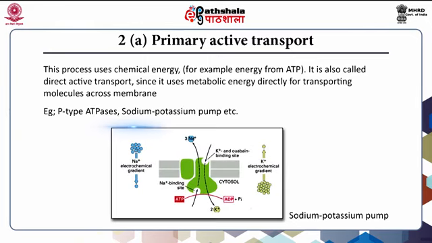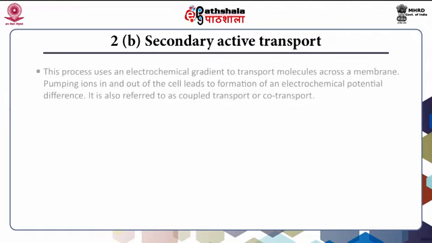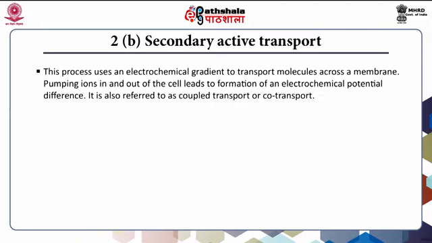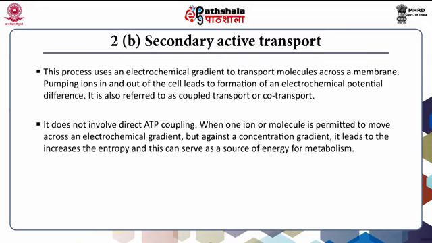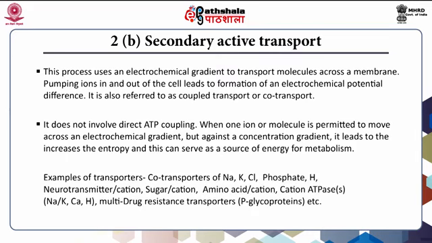So what are the examples? P-type ATPases, sodium potassium pump, etc. Secondary active transport is otherwise known as coupled transport or cotransport. It does not involve direct ATP coupling. Pumping ions in and out of the cell leads to the formation of an electrochemical potential difference, and this electrochemical gradient is used to transport molecules across a membrane. Examples of such transporters are cotransporters of sodium potassium, neurotransmitters and cations, sugar and cations, amino acids and cations, cation ATPases, sodium, potassium, calcium, hydrogen, and multi-drug resistant transporters like P-glycoproteins.